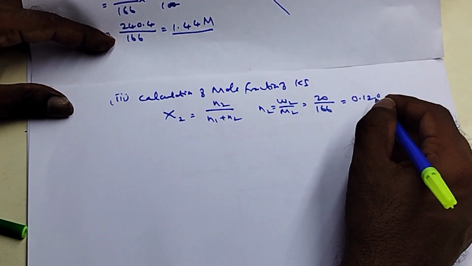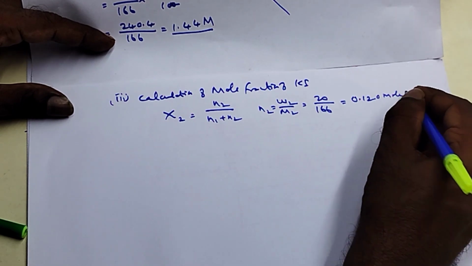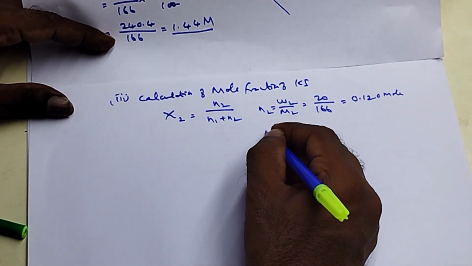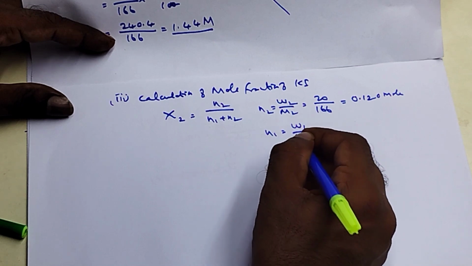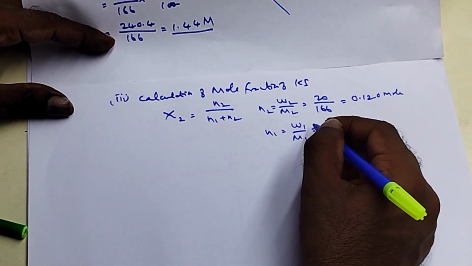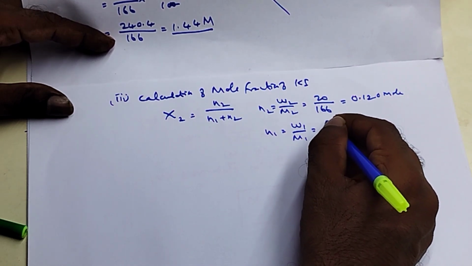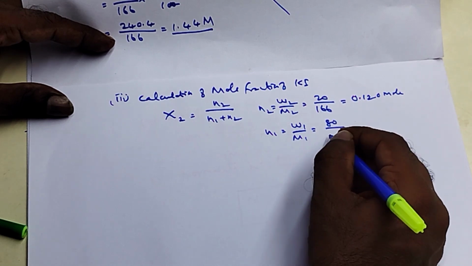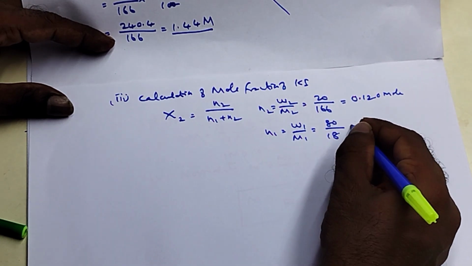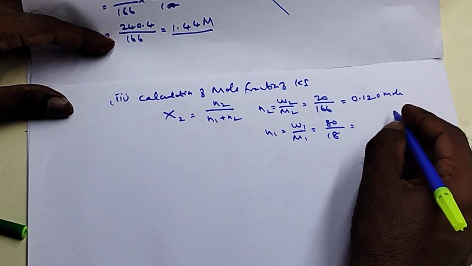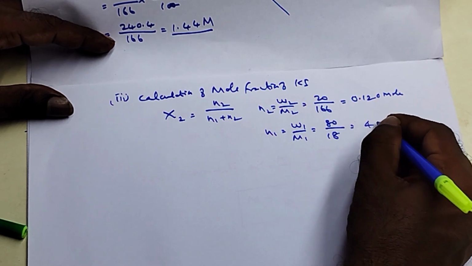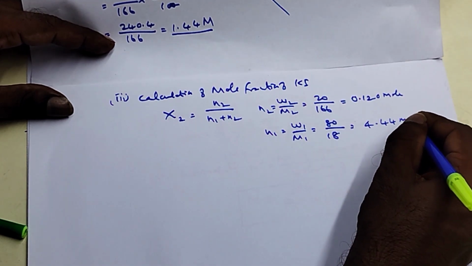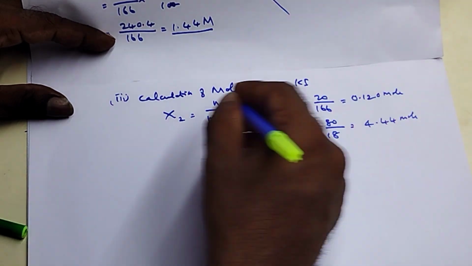Okay, that is a mole. At the same time, if you express it by N1, that is W1 by M1, that is nothing but the mass of solvent, 80 grams, divided by the molar mass of water, which is 18. If we simplify it, it is 4.44 mole. Now you can substitute these values in this formula.